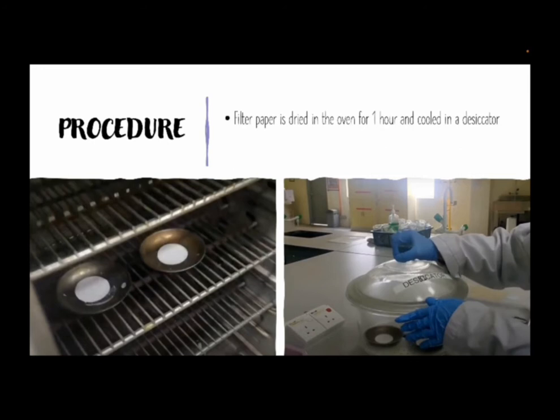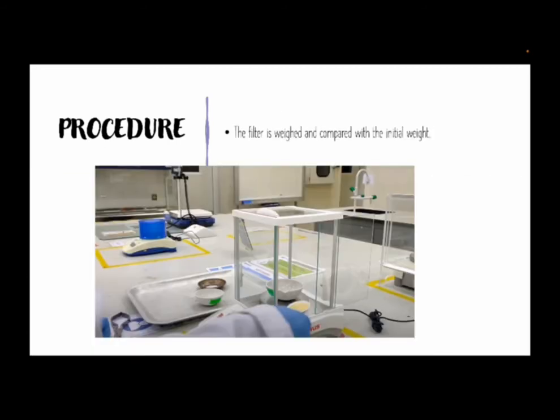After the sample is pumped out of the funnel, the vacuum is turned off. Next, the filter paper is dried in the oven for 1 hour and left to cool in a desiccator to room temperature. The filter is then weighed and compared with the initial weight.